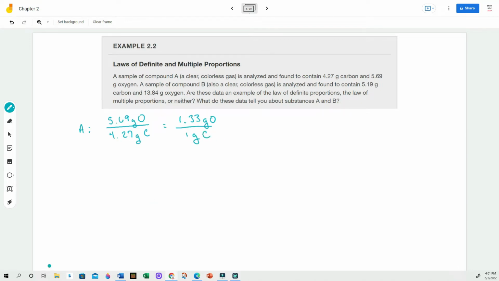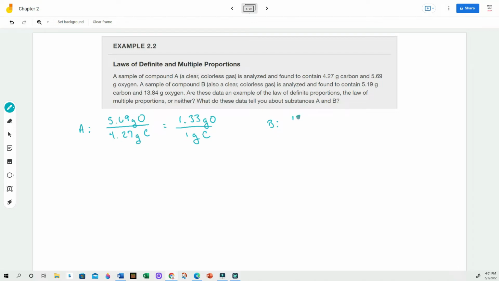And just for putting this into your calculator and doing the math, if you take 5.69 divided by 4.27, that is where this 1.33 comes from. And of course, that is just over 1. And I'm keeping my grams of oxygen in the numerator and my grams of carbon in the denominator. Okay, so that is for compound A. Let's look at compound B. We will do the same thing.